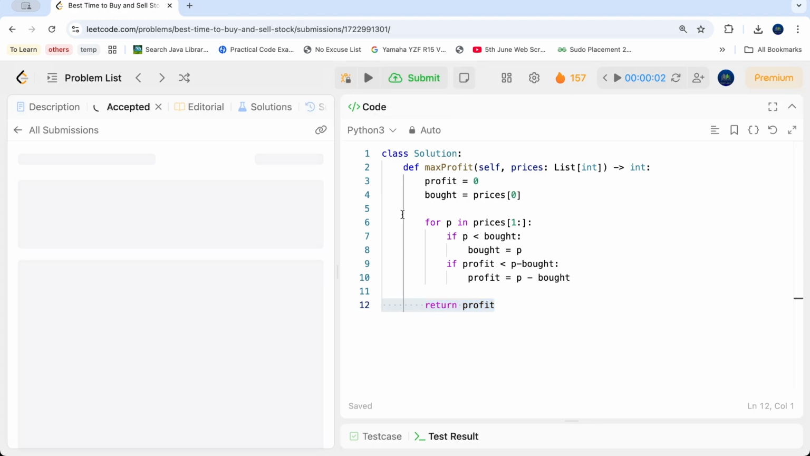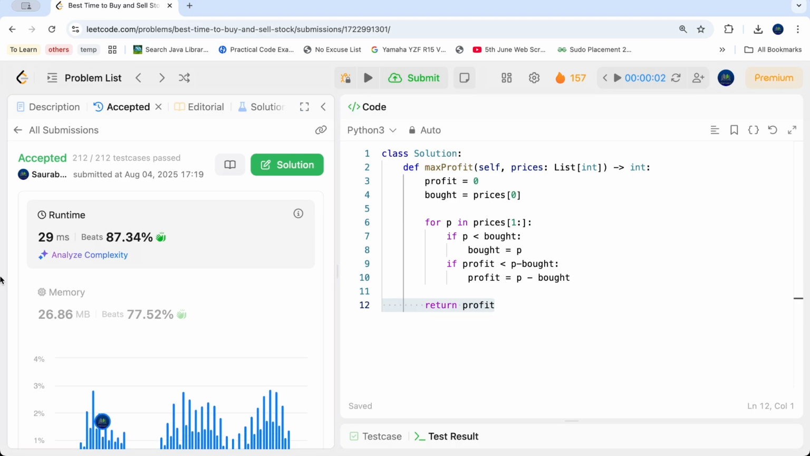And this is a very efficient solution for this particular problem. You can see the runtime is very good, the memory used is really good, so we have solved this problem in a very efficient manner.